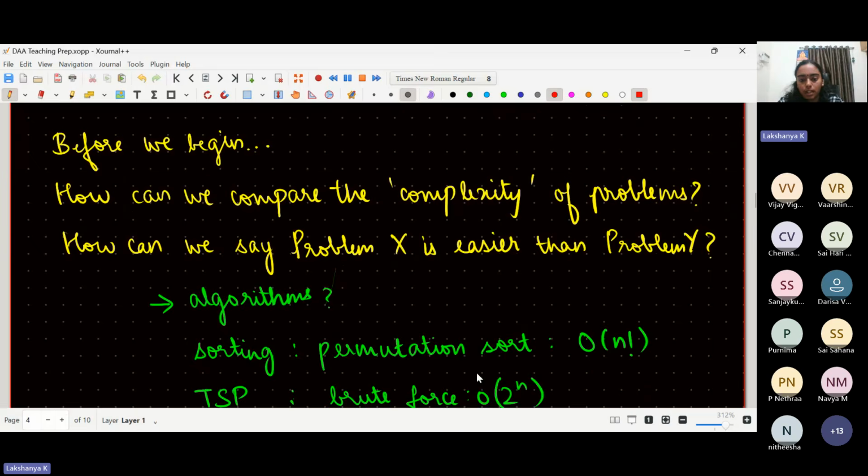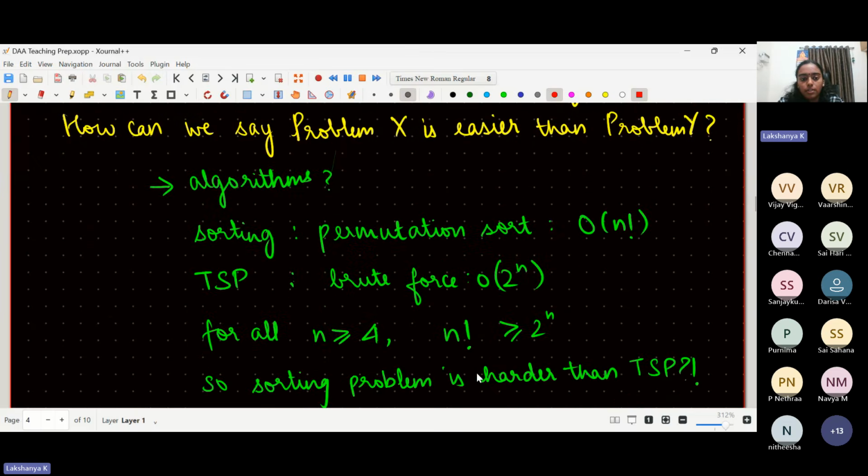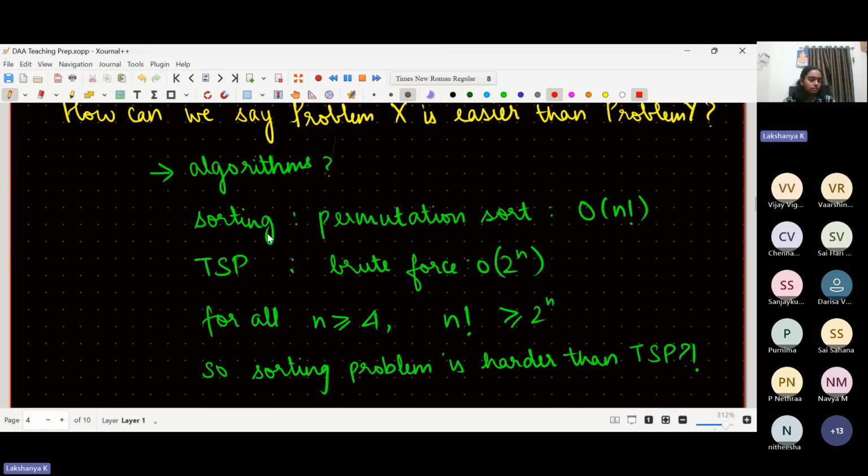It depends on a bunch of things. The classic example for this is the sorting problem. You have bubble sort, merge sort, insertion sort, and so on. One of these is permutation sort. A quick reminder of permutation sort: you take every possible permutation of your sequence and check which of them is sorted. If you have n elements, there are n factorial ways of ordering them, which means you have n factorial permutations. For every one of them, you check if it is sorted. So roughly the time complexity is order of n factorial.